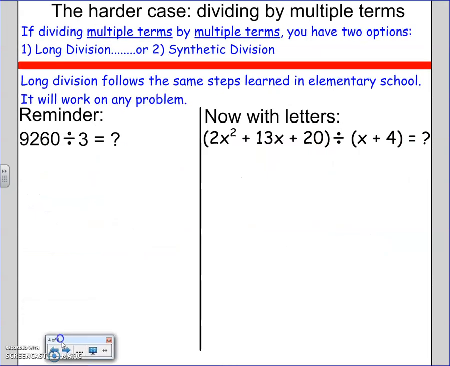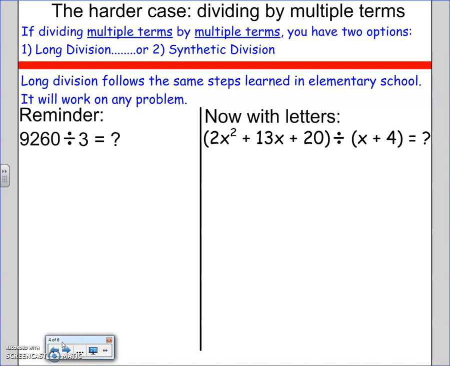If you divide by multiple things, that's the harder case. So multiple terms by multiple terms, you have 2 options. You have long division or synthetic division. The good news is long division follows the same steps you learned in elementary school, and it'll work for any problem. So let's do a quick old example.